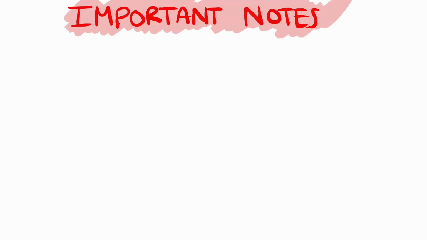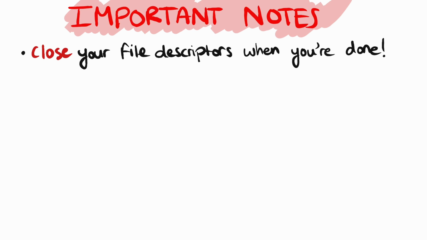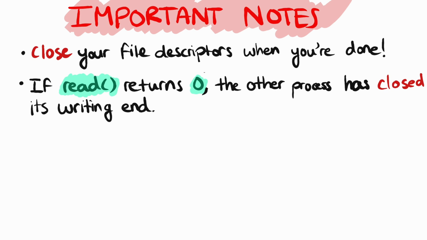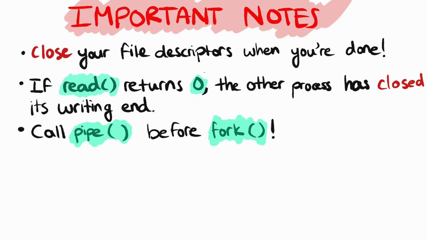Alright, so some important notes. It's always good to close your file descriptors once you're done using them. They're limited OS resources. The read call we used here will return the number of bytes read. So if it returns 0, that means the process was unable to read anything, indicating that another process has closed its writing end. Make sure to call pipe before calling fork, because if you do it the other way around, you'll end up with two pipes, and I'm pretty sure you don't want that.